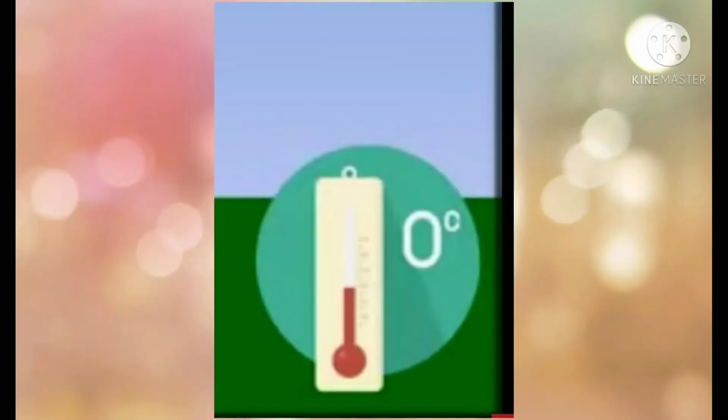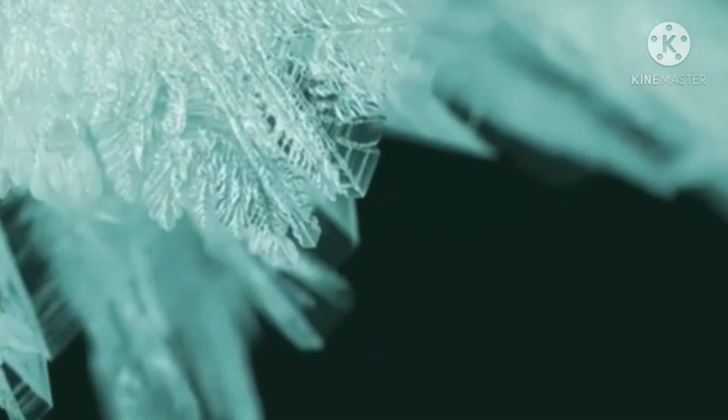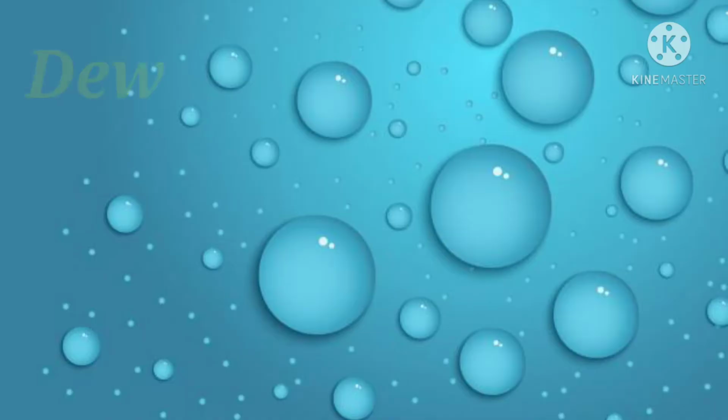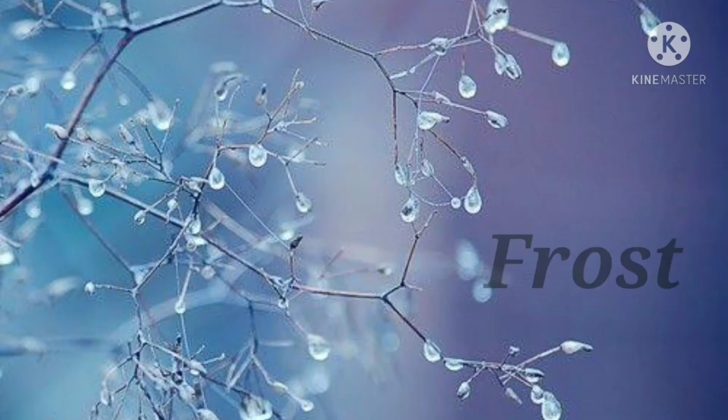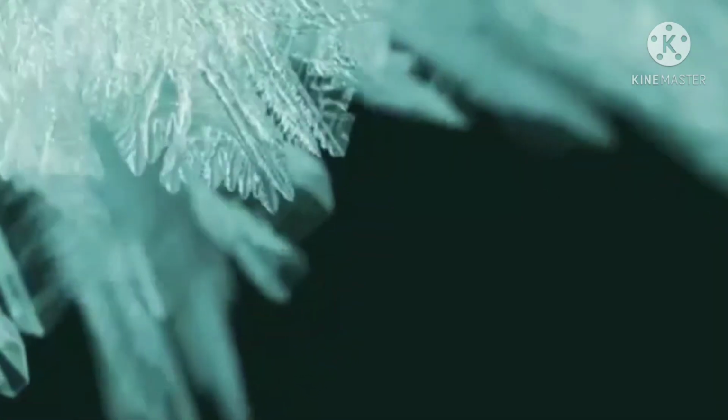Our next term is frost. When the temperature of the air is less than 0 degrees Celsius, the water droplets stuck to the surface of the cold objects freeze. And this frozen water droplet is called frost. So, frost is basically water droplets in frozen form. Dew is water droplets in liquid form and frost is water droplets in frozen form. This is the difference between dew and frost. Dew and frost occur on a large scale, especially in the winters.